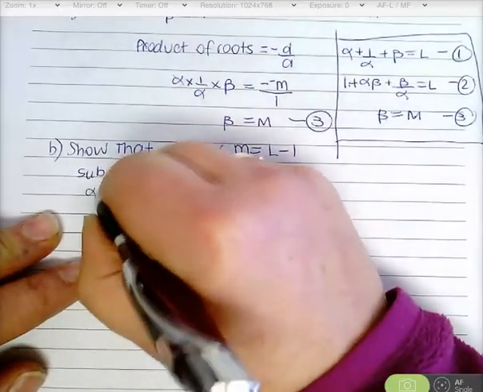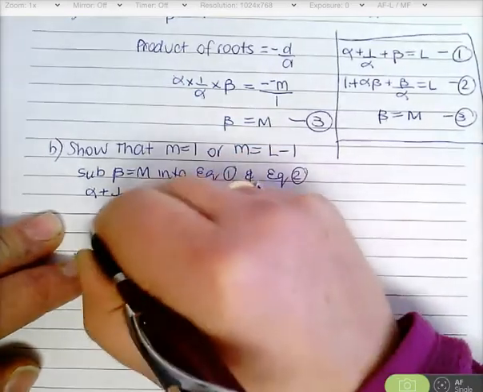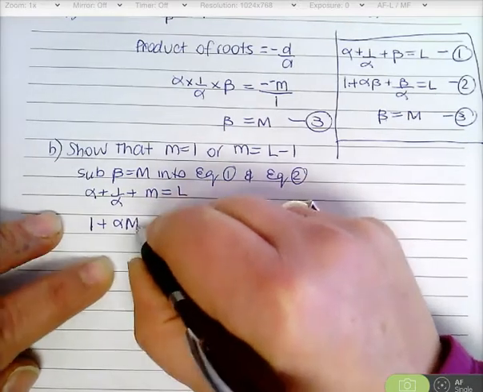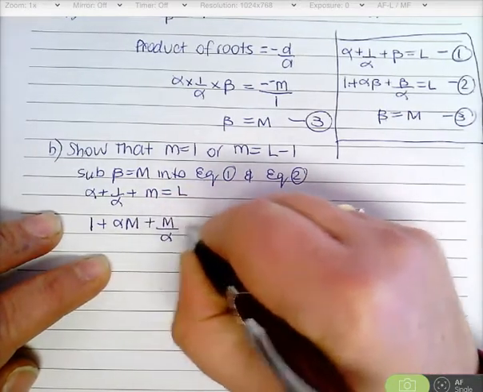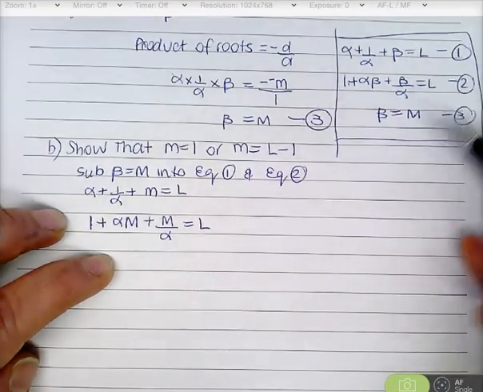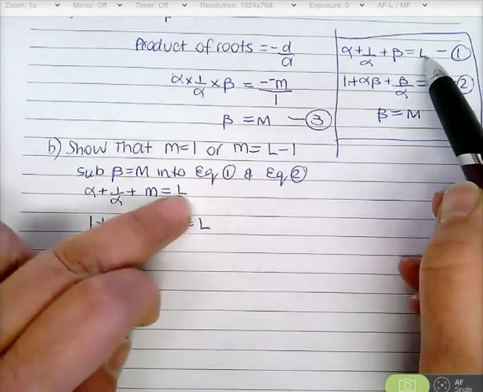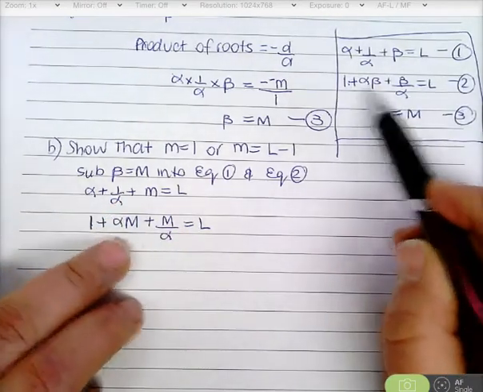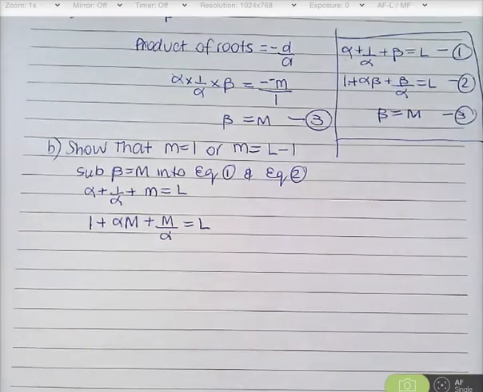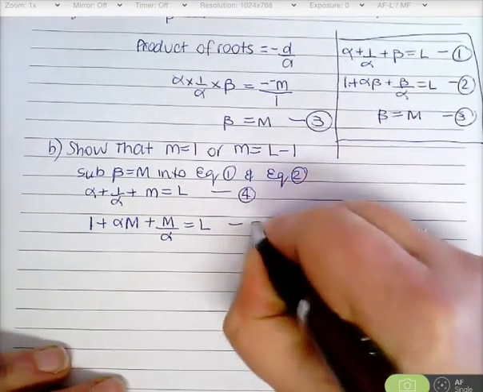So we've got that alpha plus 1 on alpha plus M equals L, and we've also got that 1 plus alpha times M plus M on alpha is L. So I've just replaced both these betas here with M's. So I've got alpha plus 1 on alpha plus M is L. And I've got 1 plus alpha m plus m on alpha is L. Now, I'm going to call this equation 4 and this one equation 5.